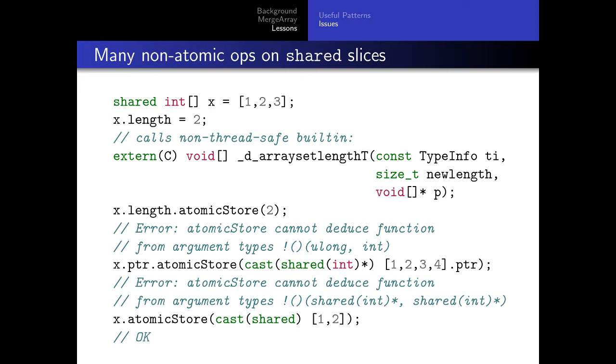x.pointer also doesn't seem to be an rvalue if I try to do atomicStore to it. But you can cast it to a reference of the actual struct that it would look like, and do stuff with that. That's actually what the code inside _d_arraysetlengthT is going to do anyway. So you could override that and just do it that way.